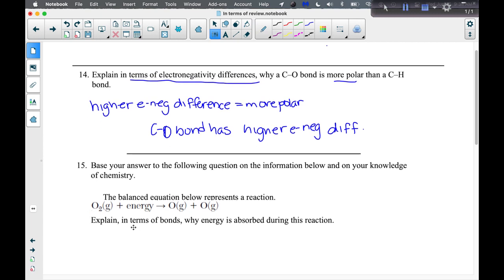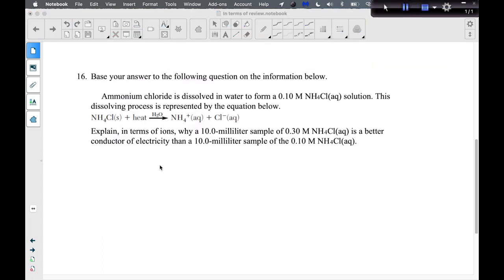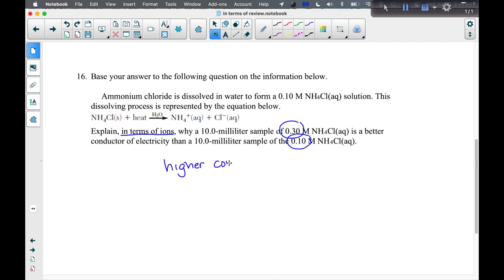For 15, in terms of bonds, why energy is absorbed. When bonds are broken, energy is absorbed. Energy is released when bonds are formed. So we would say bonds are broken. In terms of ions, why 0.3 molar NH4Cl is a better conductor than 0.1. Again, higher concentration of ions means better conductor.